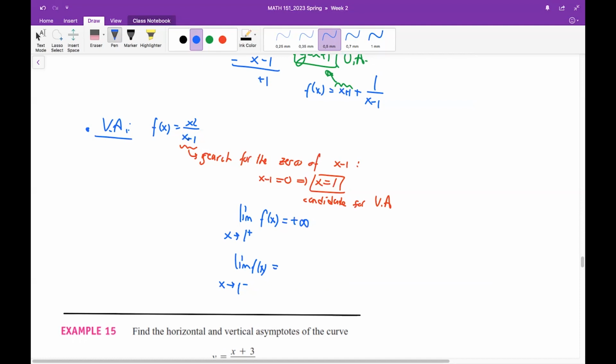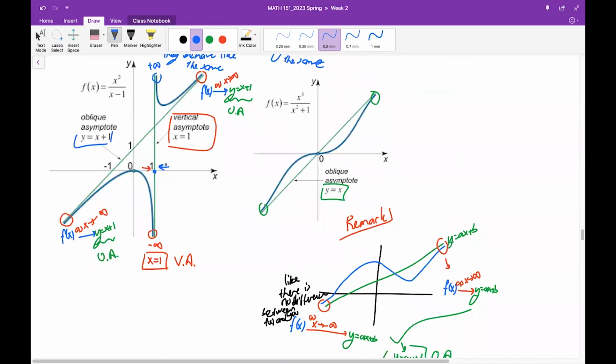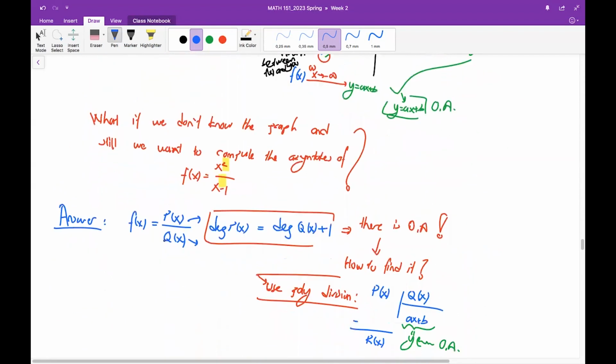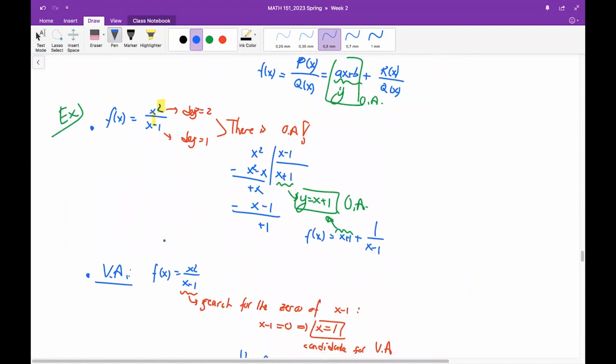If you insert some number from left as x approaches 1, you are getting 0 again, from the negative direction. This is minus infinity. So this verifies that x equals 1 is in fact a vertical asymptote. And look at the graph. The graph looks like this. On right, it is plus infinity. On left, the values are diverging to minus infinity, like this. Is that okay? This is how you detect oblique and vertical asymptotes algebraically without having any graph.